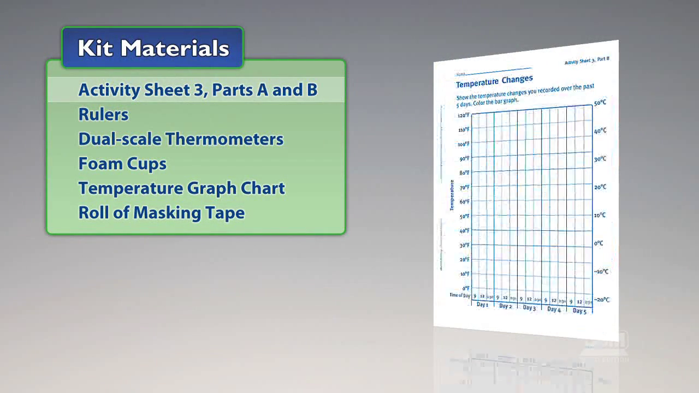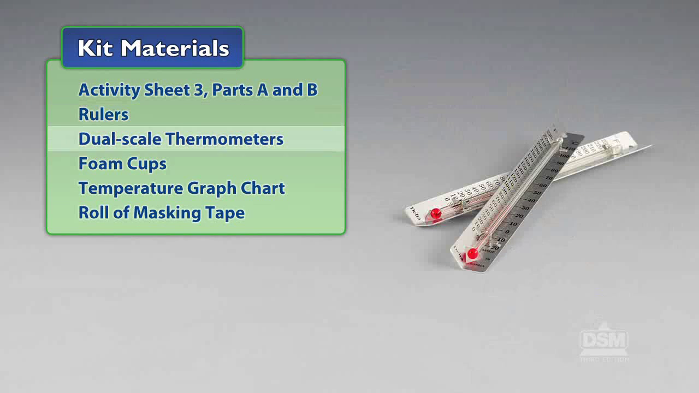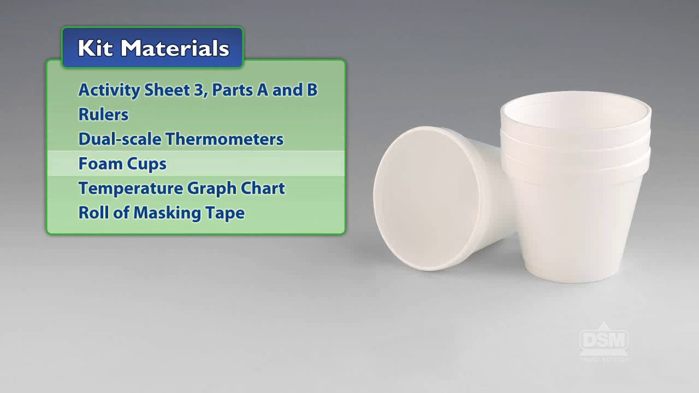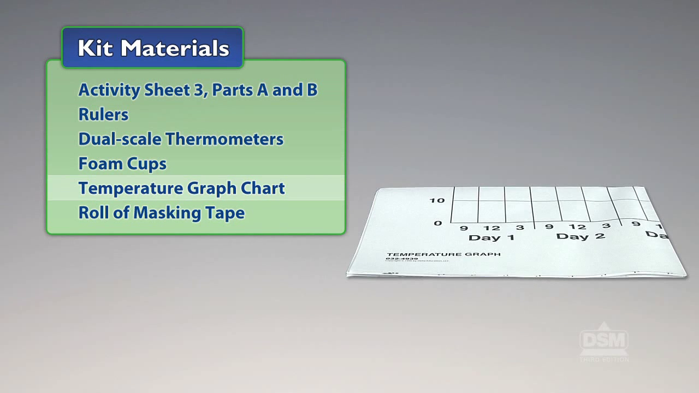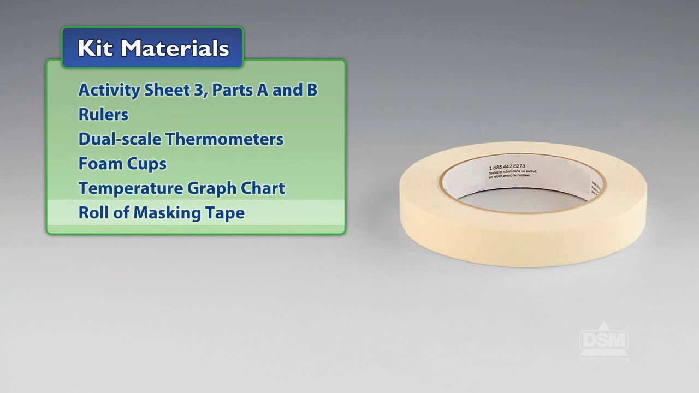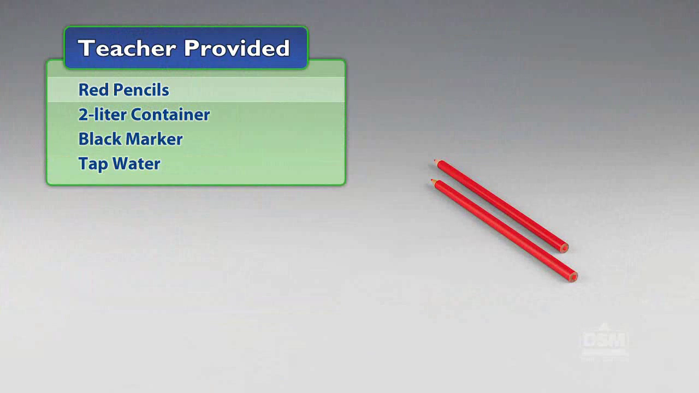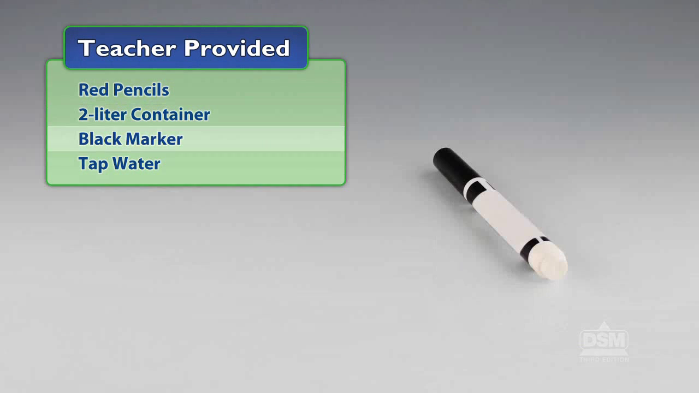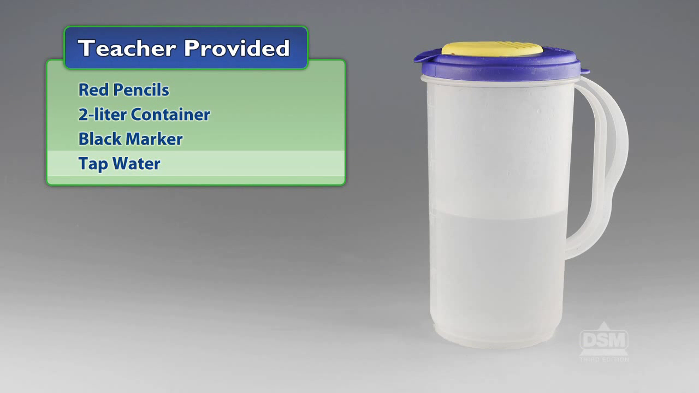You will need the following materials from the kit: Activity Sheet 3, Parts A and B, rulers, dual scale thermometers, foam cups, temperature graph chart, and a roll of masking tape. You will also need to provide red pencils, 2-liter container, black marker, and tap water.